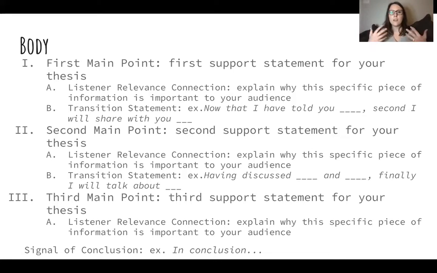So your first main point, make sure in each of these points you also have your listener relevance connection. So why that piece of information is important for your audience to know. And then in between each point, specifically the first and second points, and then after your third point, if you have more main points, you need to have a transition statement. There needs to be a transition between every single main point. So you'll say, I've told you about first main point. Now let's talk about our second main point, which is... And then you go into your second main point, and you do the same thing for your second main point.